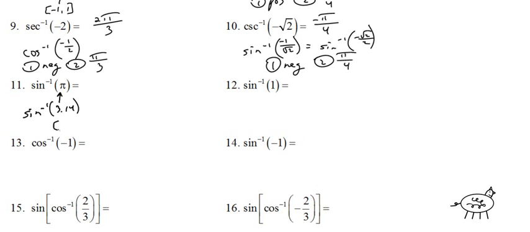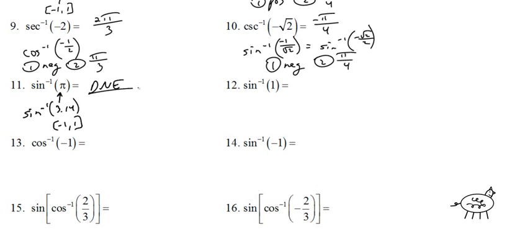Right? And remember, that needs to be between negative 1 and 1. So this one does not exist. You're really saying the sine of what radian measure is pi, and there is no radian measure that gives you pi. Okay? All right. Next one.